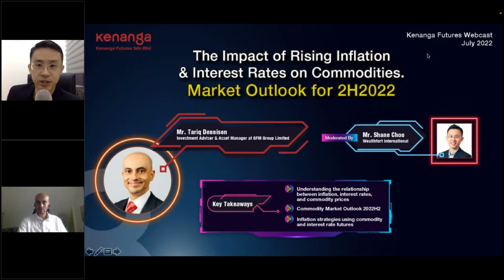In this session, we are going to examine deeply the impact of rising inflation and interest rates on commodities. You're going to learn to understand the relationship between inflation, interest rates, and commodity prices. We are going to talk about the commodity market outlook for the second half of 2022. And we're going to disclose several inflation strategies using commodity and interest rate futures, which is a huge topic.